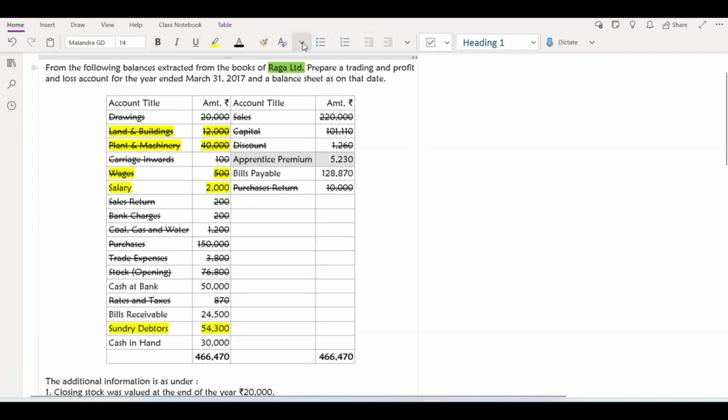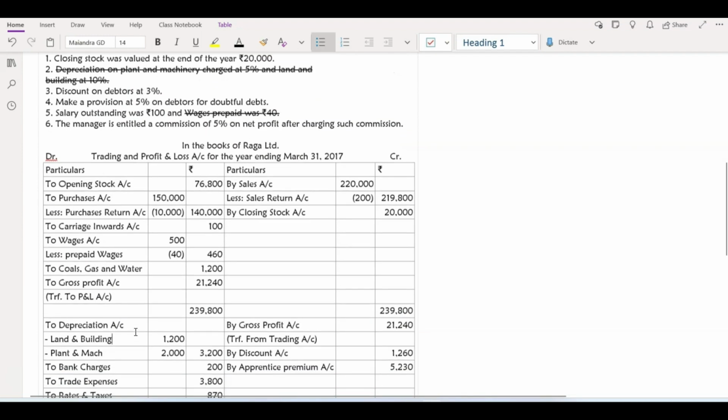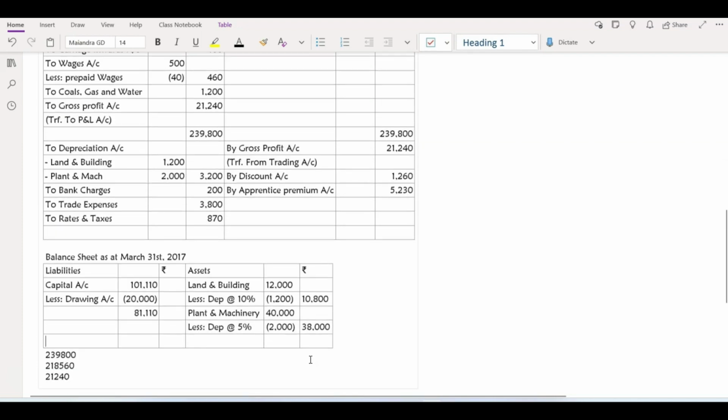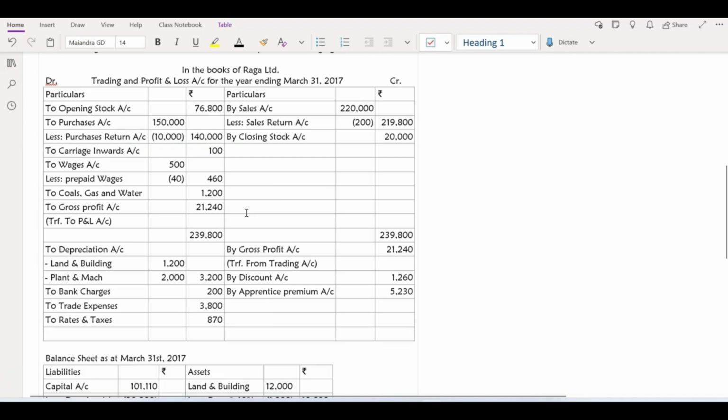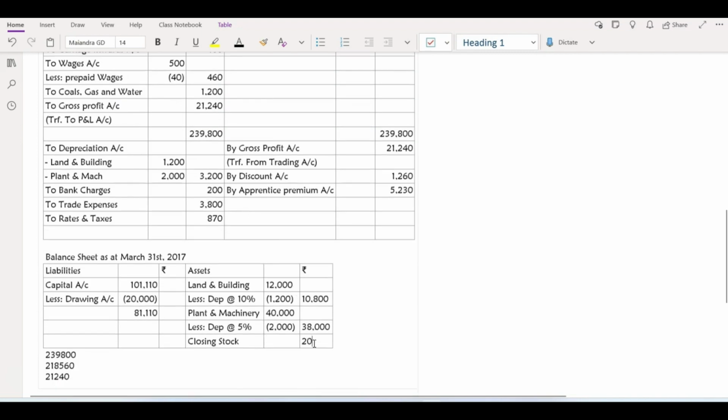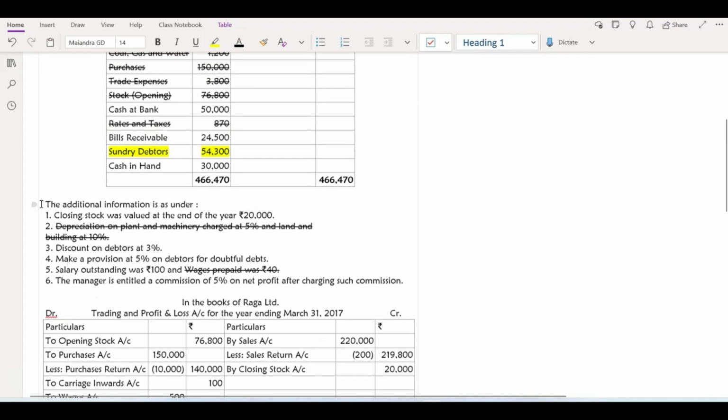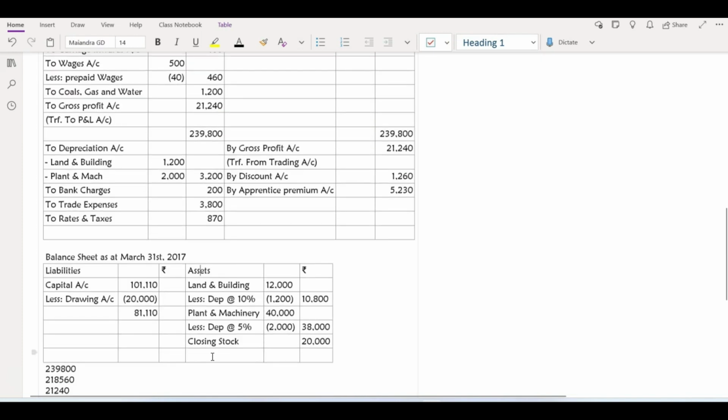Now there are very few items left, so let's start with our sundry debtors. All right, before sundry debtors I have to write my closing stock. Closing stock. Now I'm going through whatever amounts, whatever items I need in my balance sheet. So closing stock done. Let's cross this one out again. Now let's bring our sundry debtors. This is one of the most important adjustments.